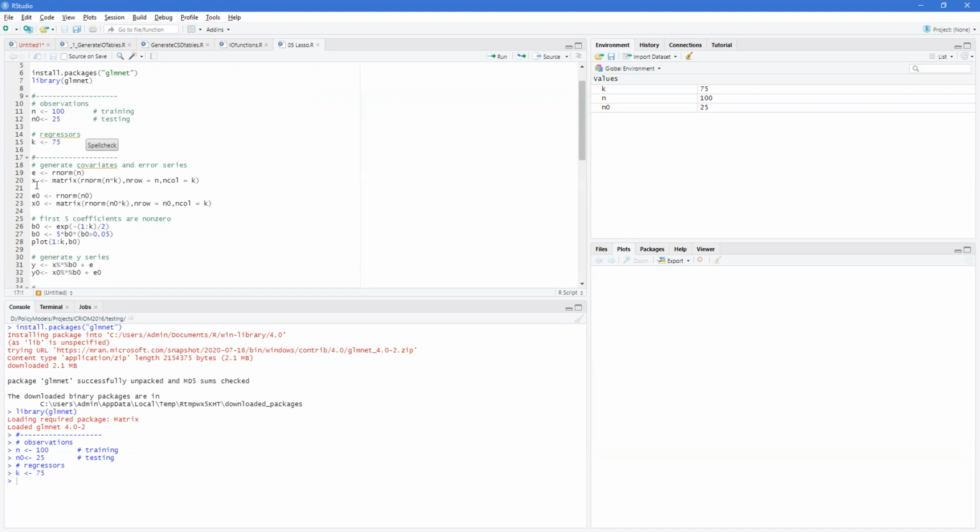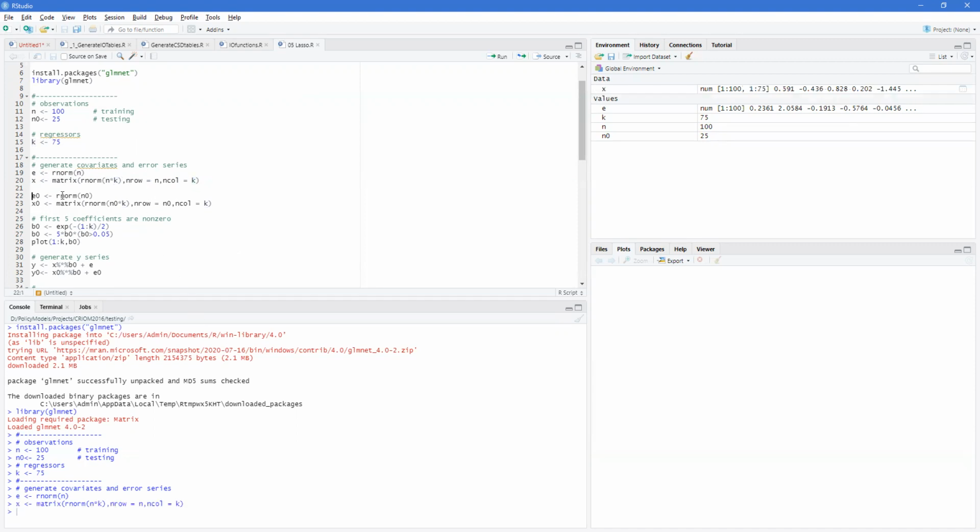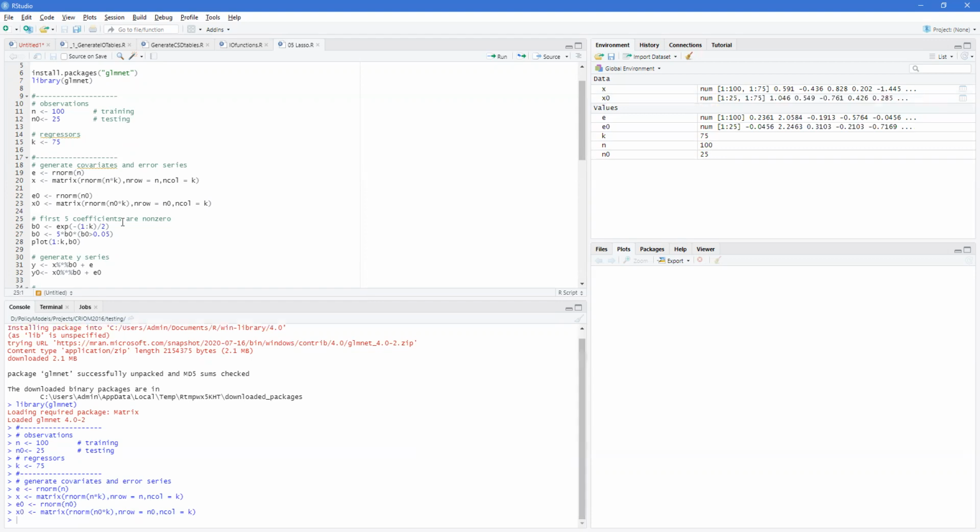So let's set up a regression. We have the errors, which are just drawn from the standard normal, and x's, which we're going to draw from the standard normal, and we're going to have 100 observations and 75 regressors. Similarly, for the testing period, we're going to have 25 observations of the errors, and then 25 by 75 regressors.